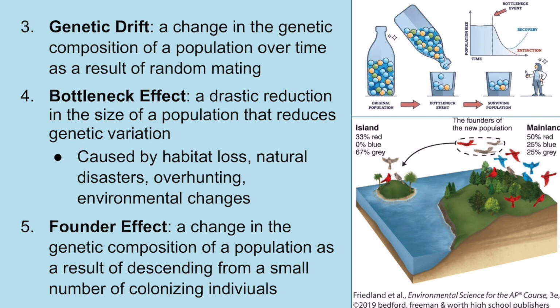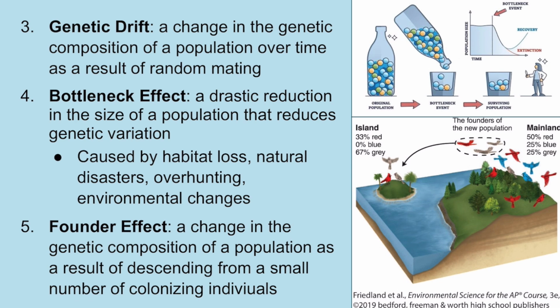Genetic drift is a change in the genetic composition of a population over time as a result of random mating. So naturally, depending on which individuals interbreed, allele frequencies within a population will change. Then we have bottleneck effects, which are drastic reductions in the size of a population that reduces genetic variation.